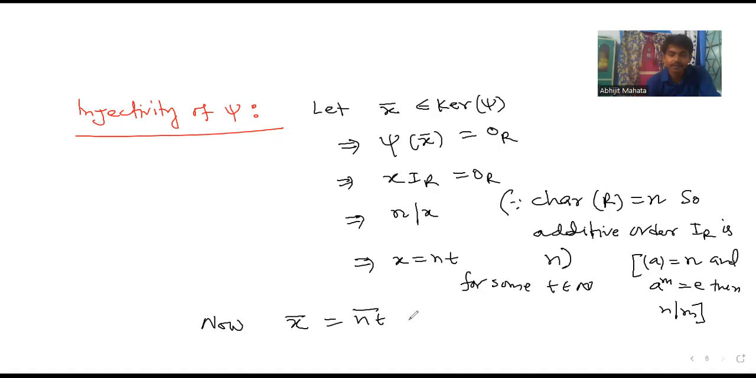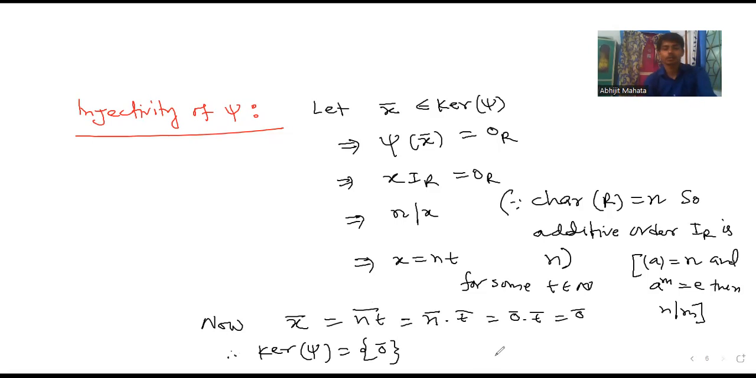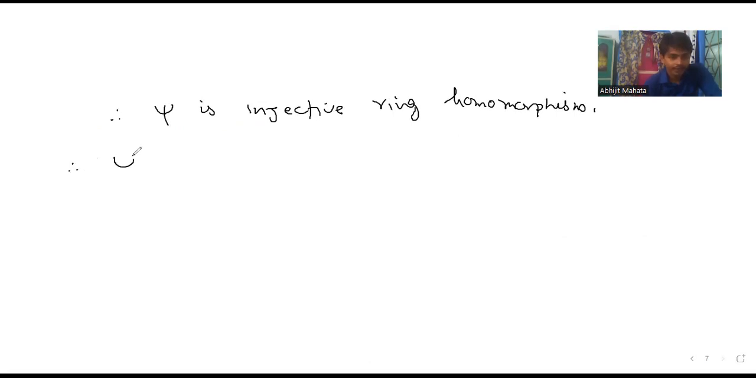Now if you calculate x bar, it will be nt bar. This is nothing but n bar into t bar, which is 0 bar into t bar, so this is 0 bar. So the kernel of this ring homomorphism is trivial, containing only the 0 element. So psi is injective, an injective ring homomorphism, right? So we are getting that psi from Zn to the ring R is an injective ring homomorphism.